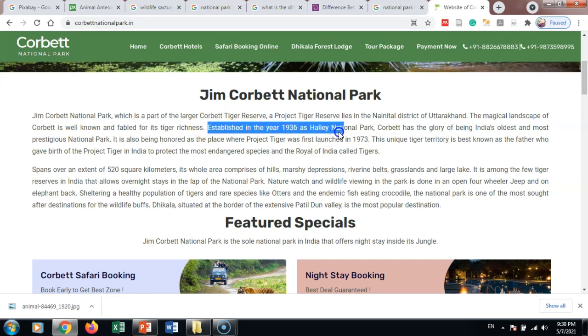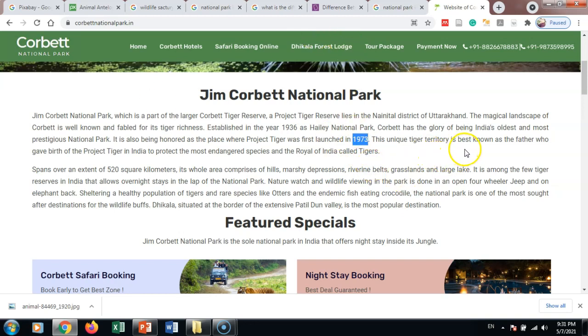1936 as Halley National Park. The old name was Halley National Park. Corbett has the glory of being India's oldest and the most prestigious national park. It is also being honored as the place where Project Tiger was first launched in 1973.